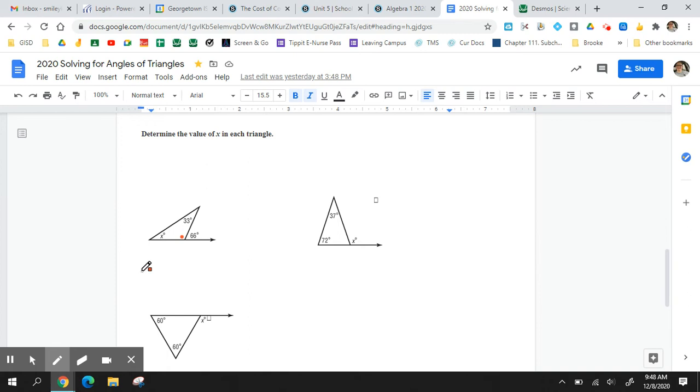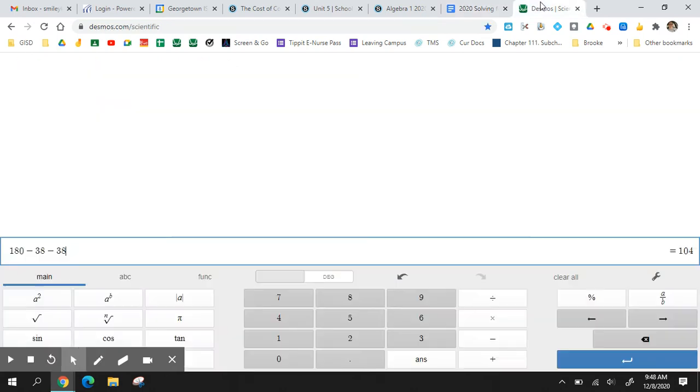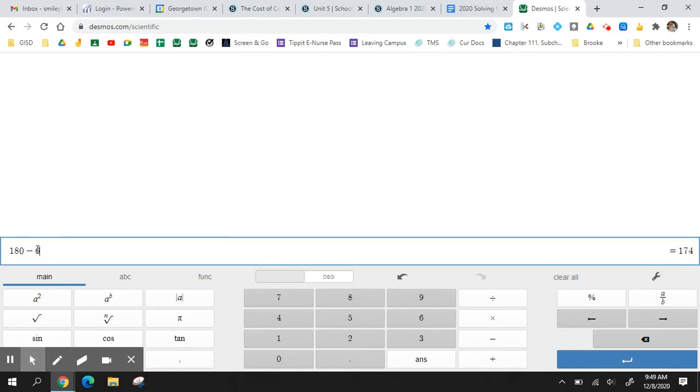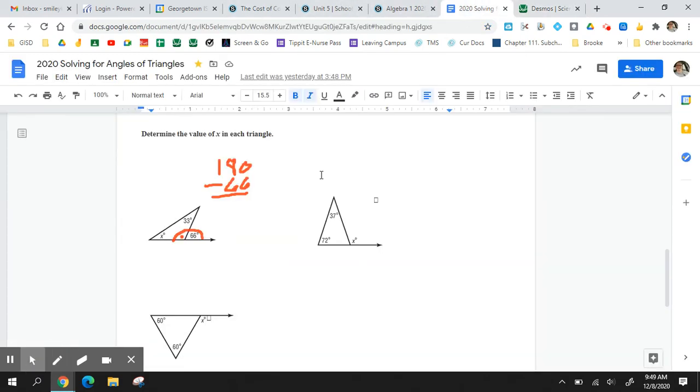So, first step, what I would do, this is called a supplementary angle. These two angles right here are supplementary, meaning if I do 180 minus 66, that will give me the angle where the red dot is. So I'm going to come over here, and really quickly, type in 66, and I get 114.